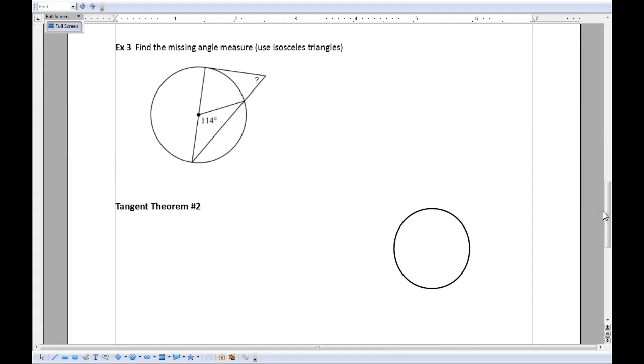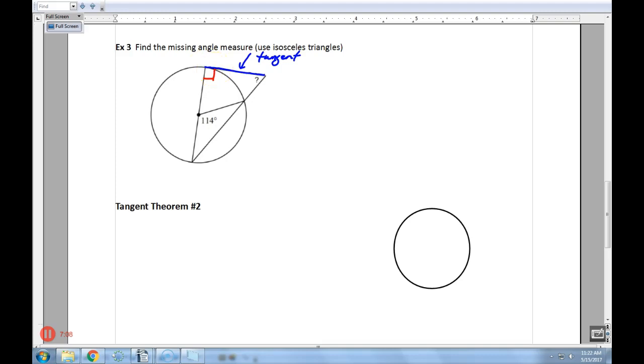So number 3, find the missing angle measure, and there's a hint there that says use isosceles triangles. So again, I have to assume that I have a tangent line. That probably should have been in the directions, but that line right there is tangent. Okay, so because of our previous theorem, we know that this is 90 degrees.